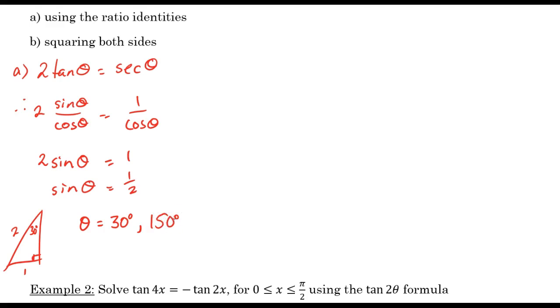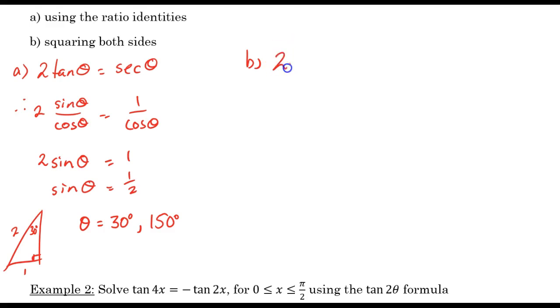So that was using the ratio identities. We didn't need to change any of the angles, theta was the same throughout, but I reduced everything down to being a sine function. We got rid of the tan and the sec, and made everything sine. Now for part B here, we're going to square both sides and see what happens there.